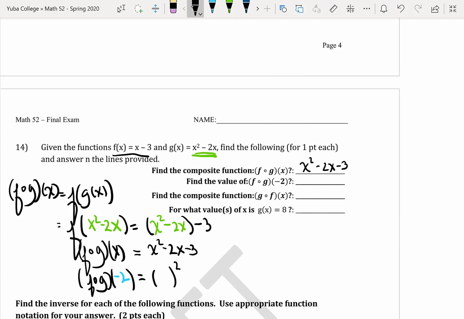So we have -2 squared is 4. -2 times -2, so plus 4 minus 3. 4 plus 4 is 8. 8 minus 3 is 5.